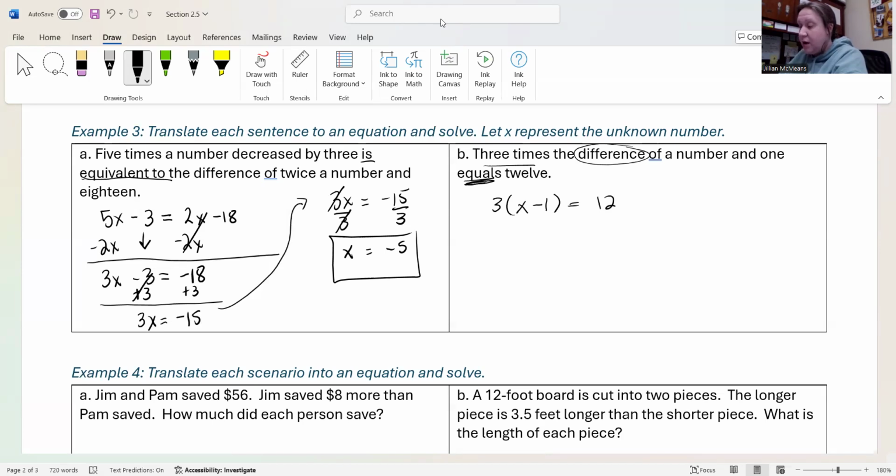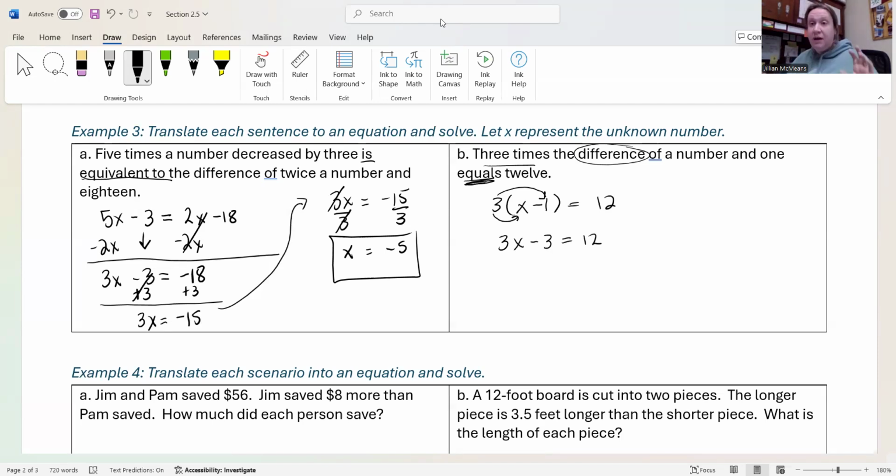So in order to solve, I want to take this 3, I'm going to multiply it by the x, and then I'm going to multiply it by the negative 1. I do that first, okay? So 3 times x is 3x. 3 times negative 1 is negative 3, and that all equals 12, okay?